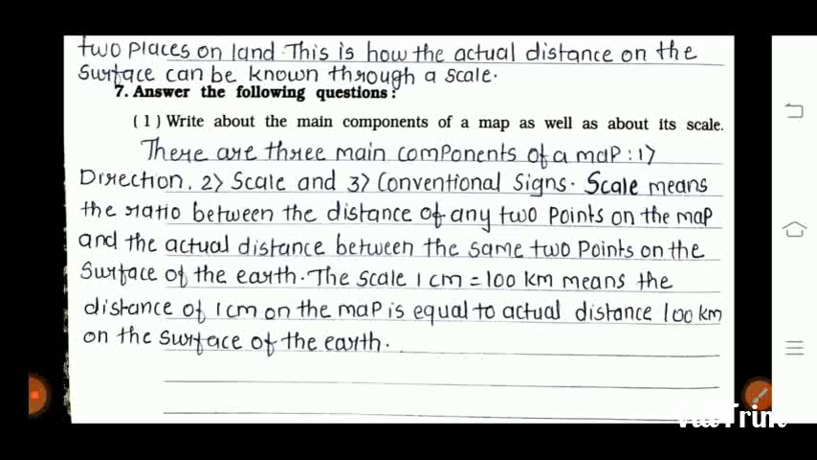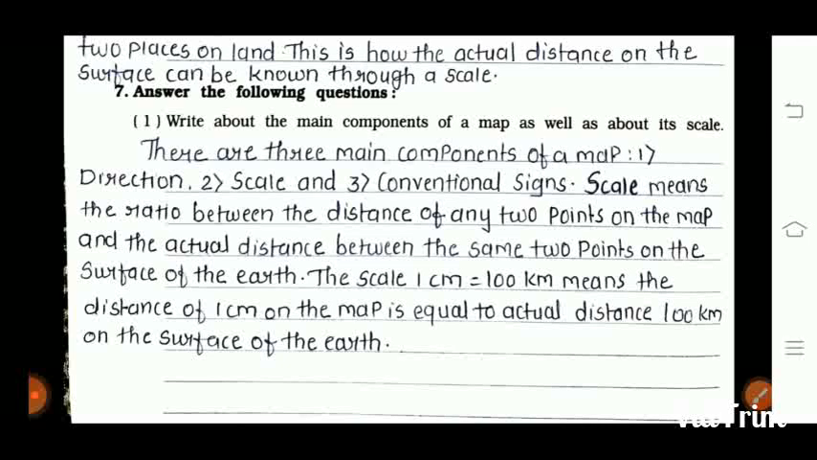Question number 7: answer the following questions. First one: write about the main components of a map as well as about its scale. There are three main components of a map: direction, scale and conventional signs.